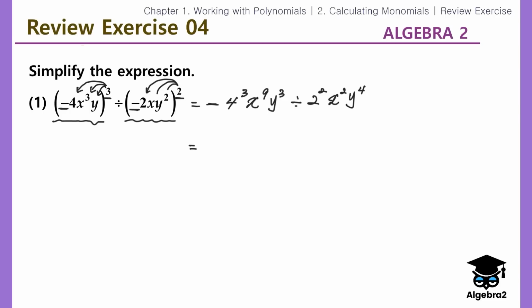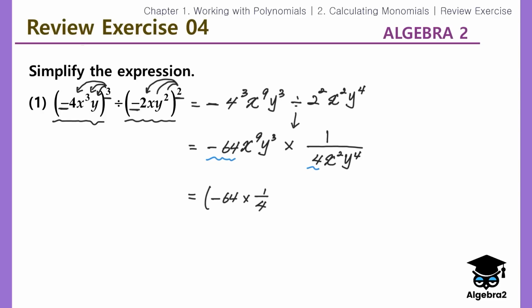Right? So that's going to be negative 4 cubed. Well, 4 cubed is just 64, right? 4 times 4 times 4. That's x to the 9, y cubed, times, convert division to multiplication. Then that's going to be 1 over 2 squared, 4. X squared, y to the 4. So we're going to multiply numbers first. Negative 64 times 1 over 4.